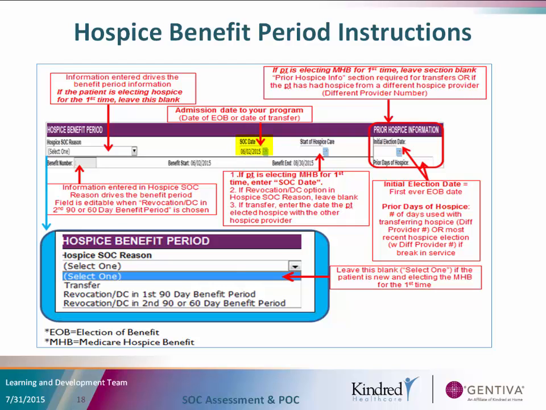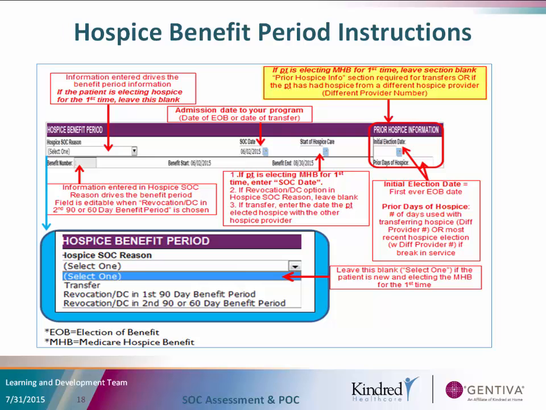The SOC date is the date of admission or date of transfer to your program. If the patient is electing the Medicare hospice benefit for the first time, enter the date of election. If the patient has revoked or discharged, leave the start of hospice care blank. If the patient transferred to your program, enter the election of benefit date of the transferring hospice provider with the different provider number.